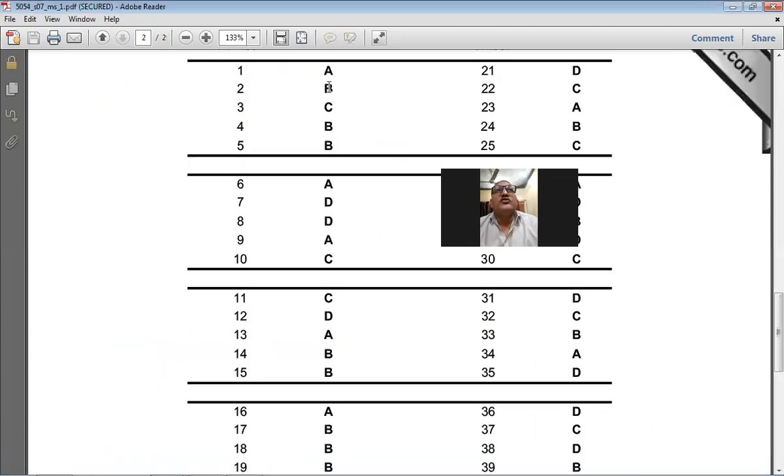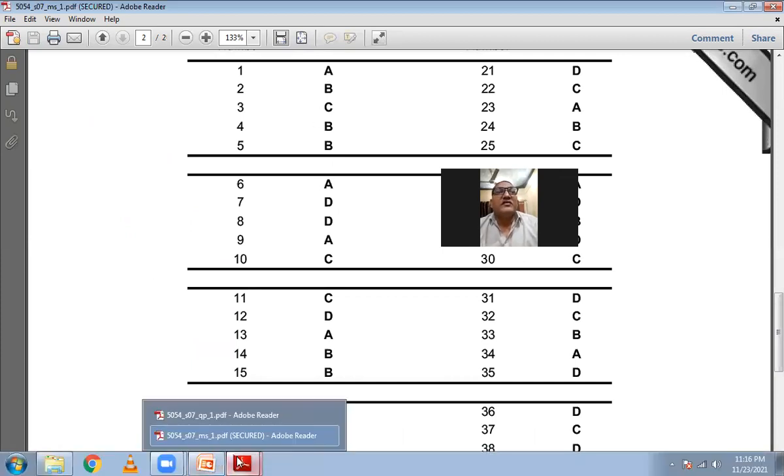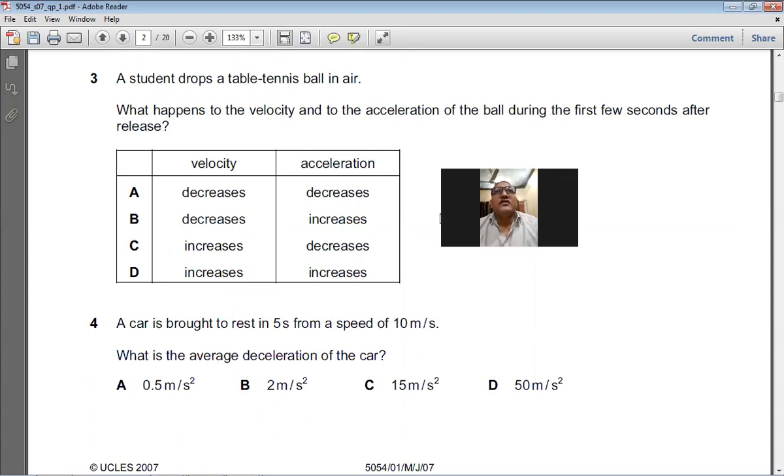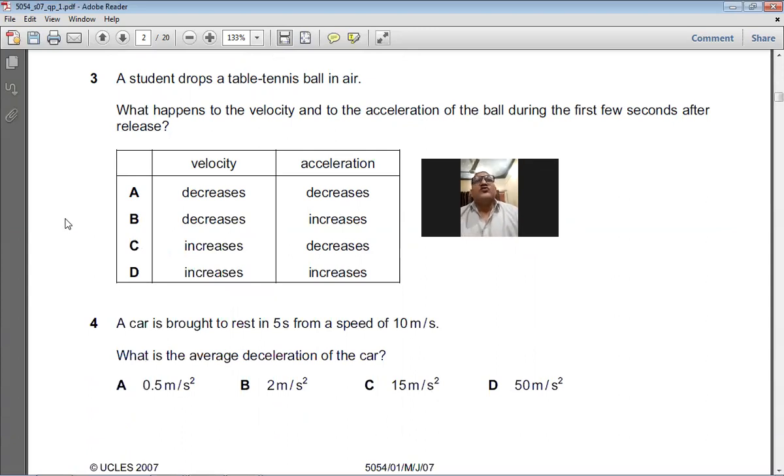Question number 2, B is the right answer. Okay. Let's go back. A student drops a table tennis ball in air. What happens to the velocity and to the acceleration of the ball during the first few seconds after release?